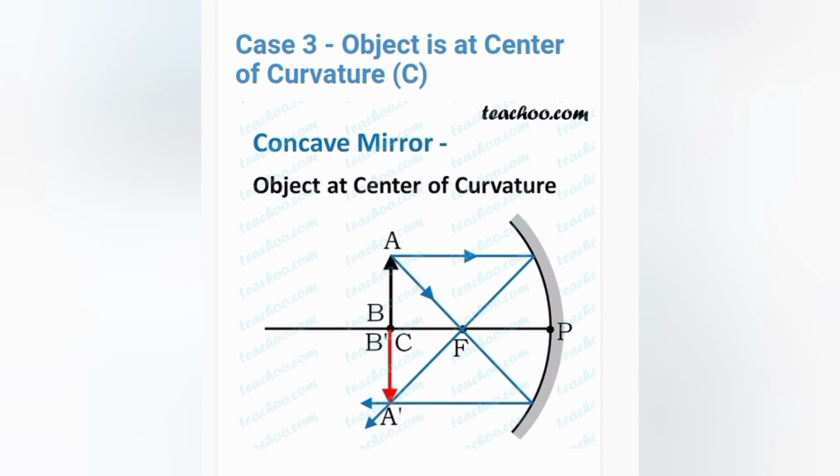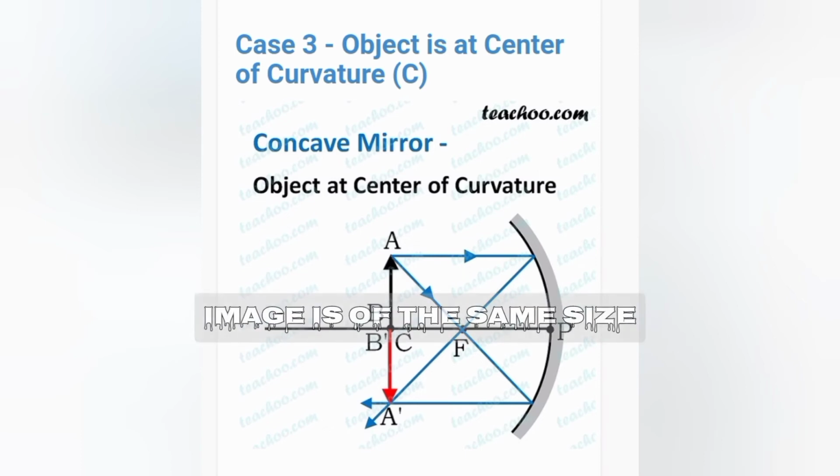In the third case, object is placed at center of curvature C. At first we draw a ray parallel to the principal axis from the point A of the object. After reflection, it passes through the focus. Secondly, we draw another ray from point A of the object passing through the focus, which runs parallel to the principal axis after reflection. Both the reflected rays intersect at point A dash. Thus, the image A dash B dash is formed at C, that is the center of curvature. The image is of the same size, real and inverted.